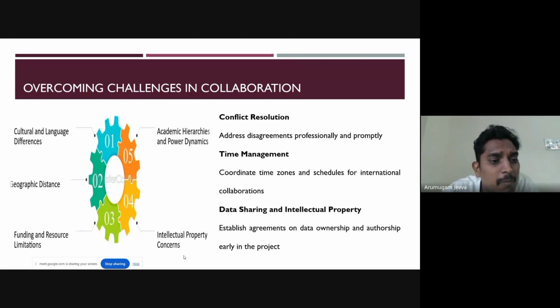We can handle cultural and language differences. We can handle geographic distance. Even if I am sitting in Tamil Nadu, I can connect with the people who are sitting in France, so geographical distance can be overcome. Funding and resource limitations, academic hierarchies and power dynamics, and intellectual property concerns are other challenges which can be overcome. So these are the ways of overcoming challenges, right?